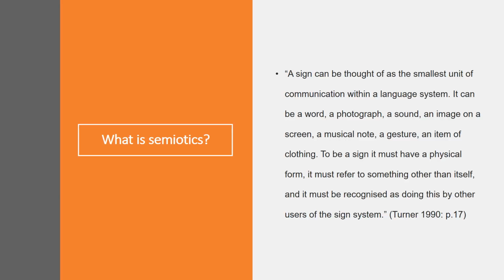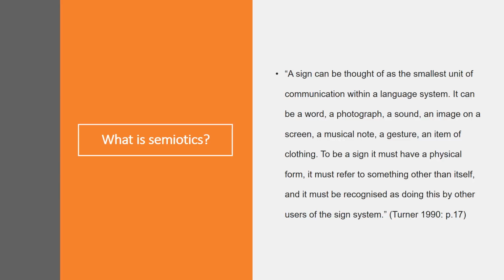There are a couple of things which I want you to pay careful attention to in this definition from Graham Turner. A sign is the smallest unit of communication in a language system. So it's a word, a photo, a sound, an image on a screen, a musical note. It has to have a physical form. So the first major characteristic is that a sign must have a physical form. You must be able to hear it, see it, touch it in some instances, but it's physical. A sign is physical. It has to refer to something other than itself.